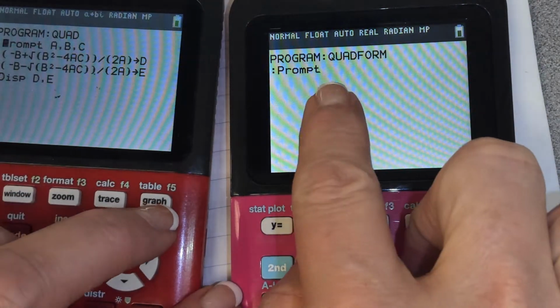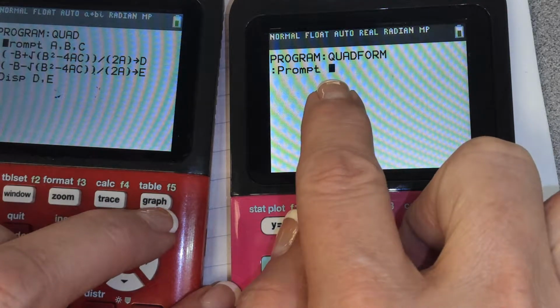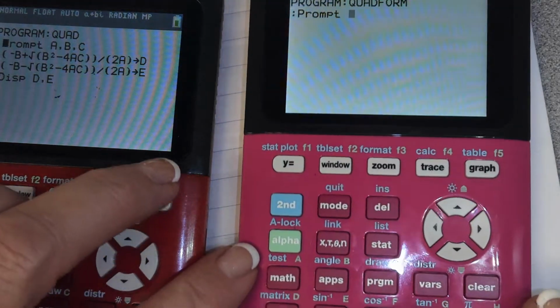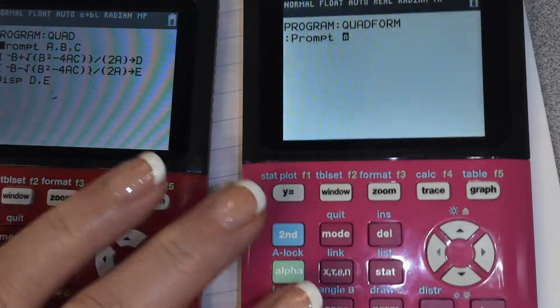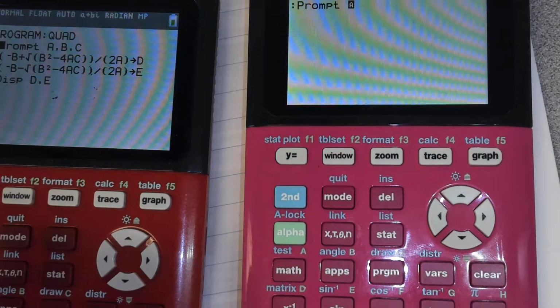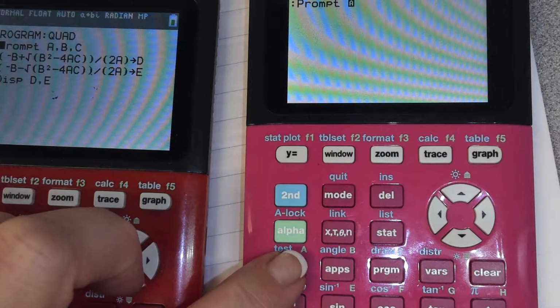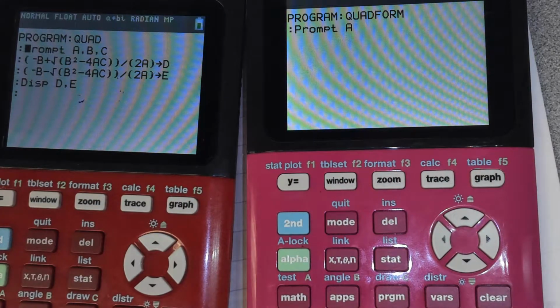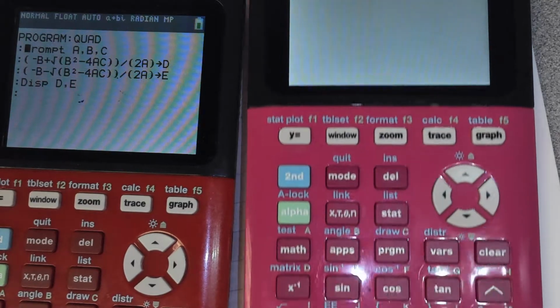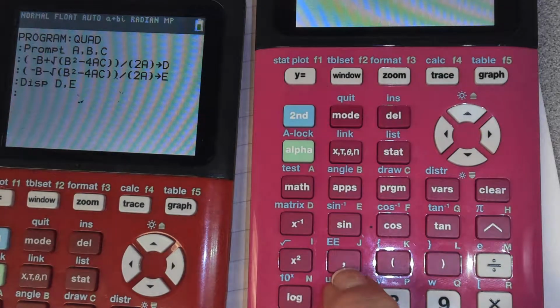You can see that this is not blinking with an A, so I have to go to alpha. Alpha is right here, this green button. Now it's blinking with an A. So I want to tell them to put in A. Then I need the comma. Do you guys see the comma right here by the parenthesis? Push comma.